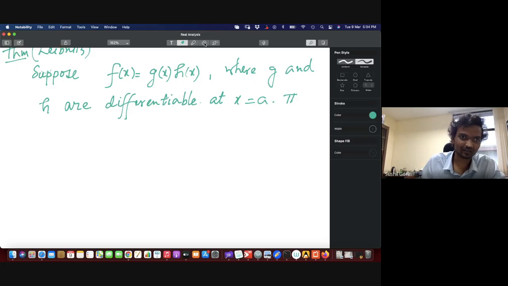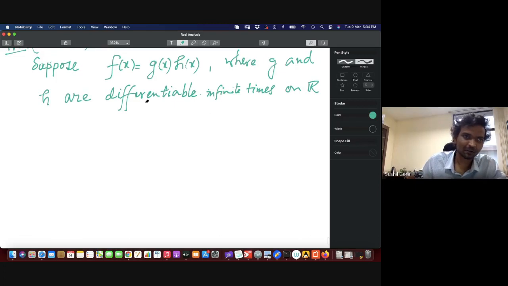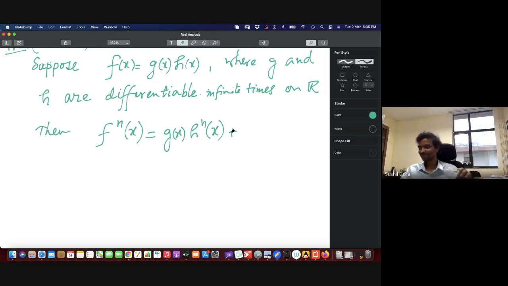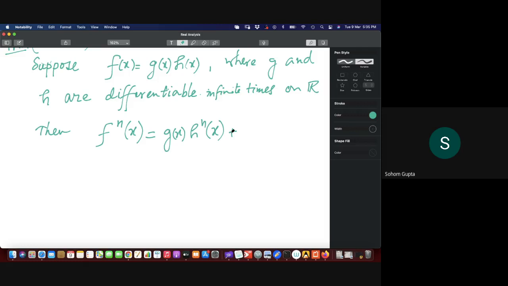well, we want actually how many times differentiable, not just differentiable. Infinitely many times on R. So infinitely differentiable. Then we want the nth derivative of f to be what? gx h n x plus, what will be the next term? nC1 g dash x h n minus 1 x.